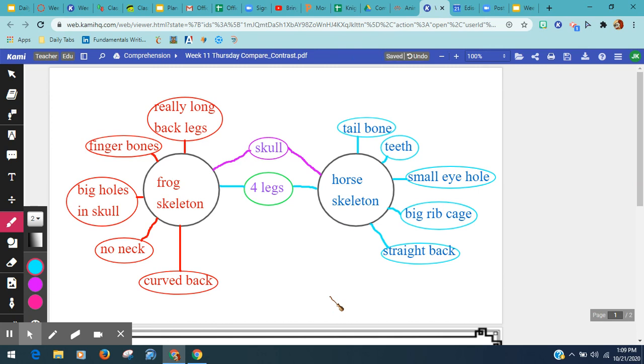Okay, so we noticed a lot of things that are different between the frog and the horse, and only a couple things that were true about both of them. I did want to add one more thing here in the middle, and that one more thing is the frog skeleton and the horse skeleton were made of lots of different kinds of bones. They have lots of different kinds of bones. Let's go back and check. Pause here if you need to finish. I'm going back to the book again.